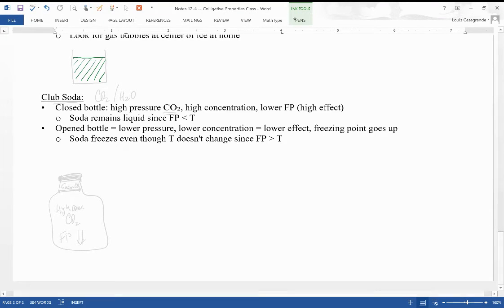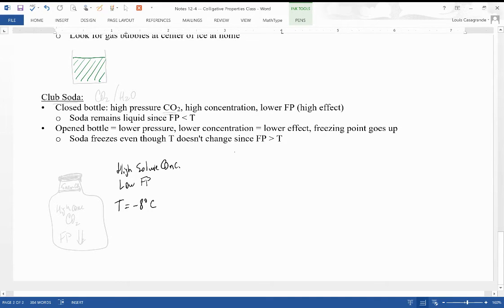So what do we have? We have a high solute concentration, and that means a low freezing point. And in fact, the freezing point is so low that we can get this down to a temperature of about -8 degrees Celsius, and it's still not frozen.